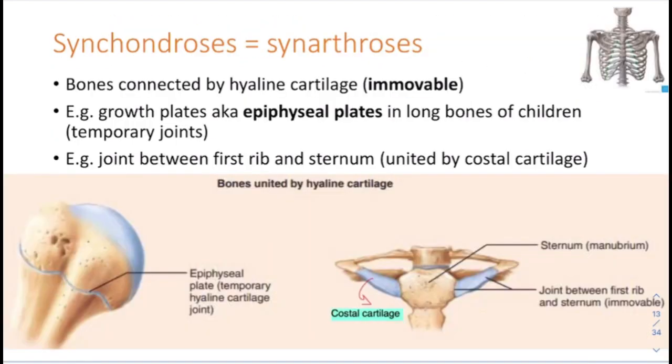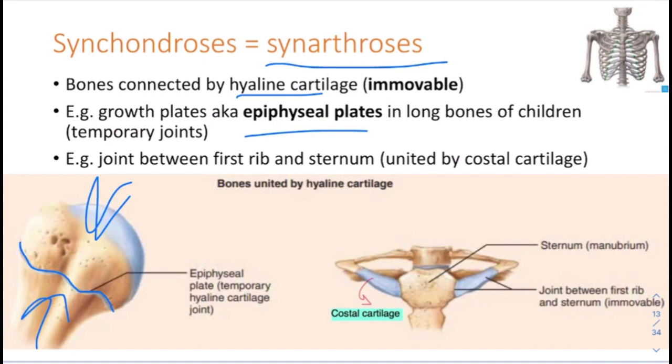Okay, so synchondroses are immovable, so they are synarthroses. They are connected by hyaline cartilage. Examples are the growth plates or the epiphyseal plates in the long bones of children. So right here, this is the growth plate or the epiphyseal plate. It's basically hyaline cartilage connecting this bone and this bone. They are temporary. When someone hits puberty, it ossifies, so it's replaced by bone. So it's a temporary joint.